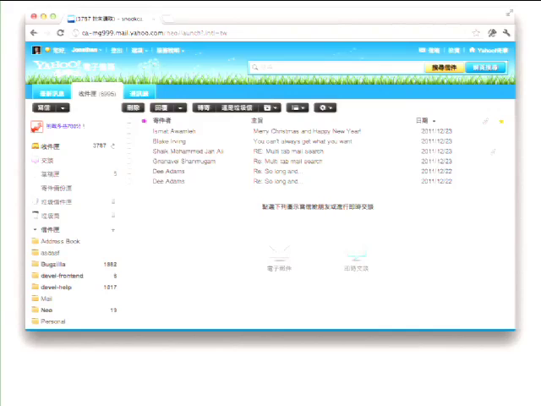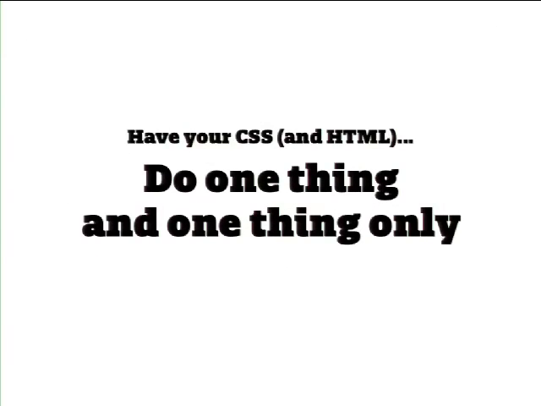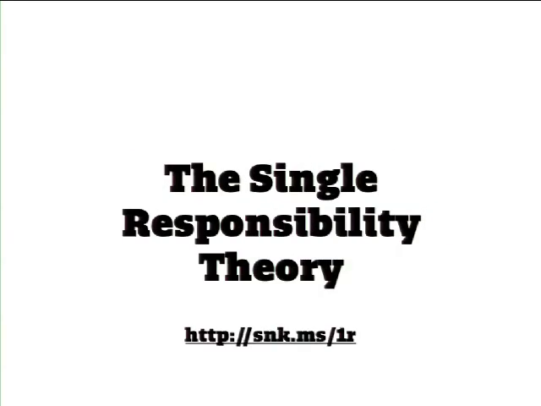So with all this categorization, what does this really mean? It's about having your CSS and your HTML do one thing and one thing only. A gentleman by the name of Harry Roberts had written an article. You can check it out at snk.ms/1r. If you're wondering what the snk.ms stands for, it stands for Snookums.